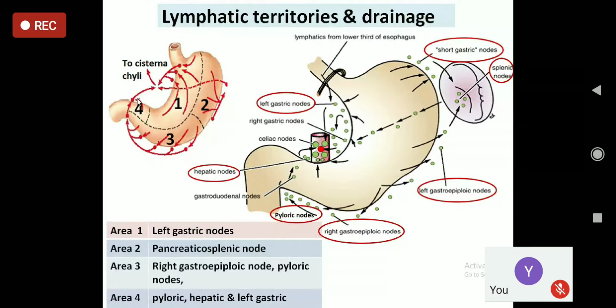Once again, I repeat, the notion of these lymphatic territories may be different in different books. But if you understand, all of them are trying to denote the same area. Maybe just the representation or explanation is different, but they are trying to represent the same area. Remember these four areas and their lymphatic drainage.